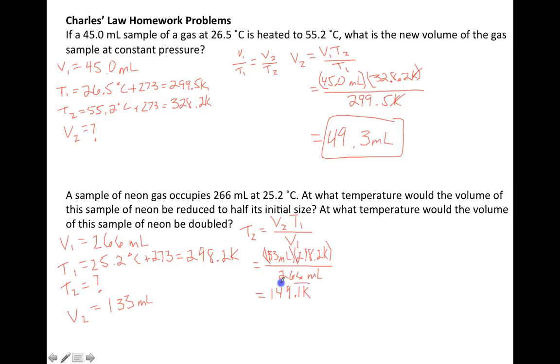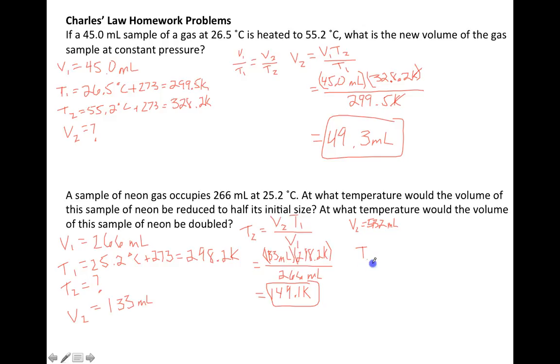So that's that one. Now if we look closer, this question had two parts. At what temperature would the volume of the sample of neon be doubled? So 266 times 2 would give us 532. So for this one over here, V2 is going to be 532. Okay, that would be the doubled volume. All right, so we have to do everything again.